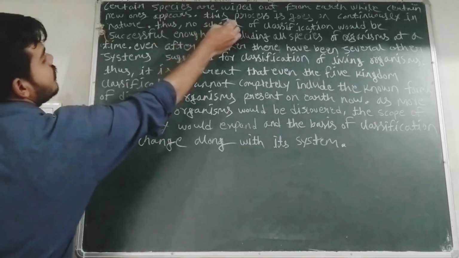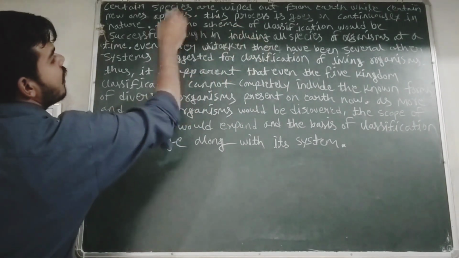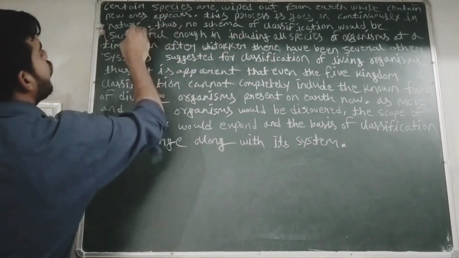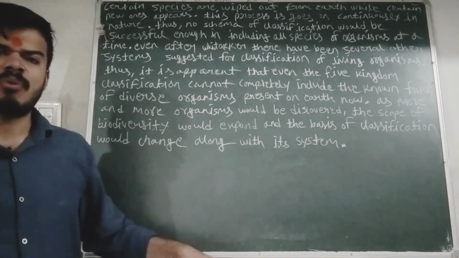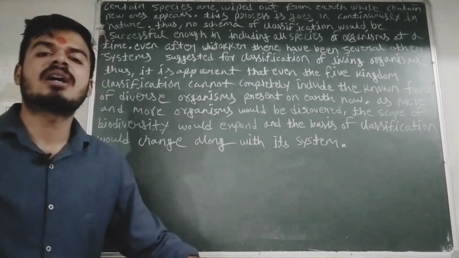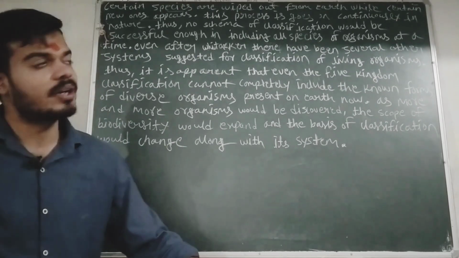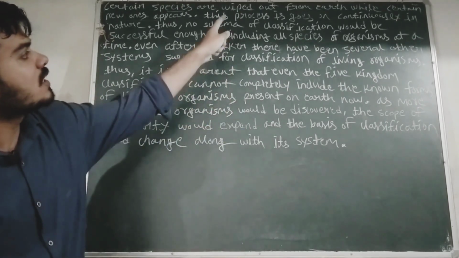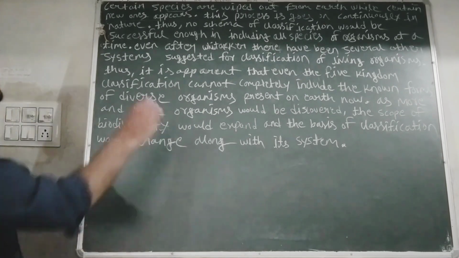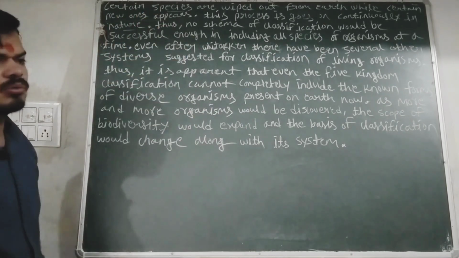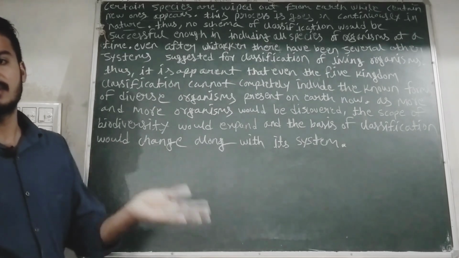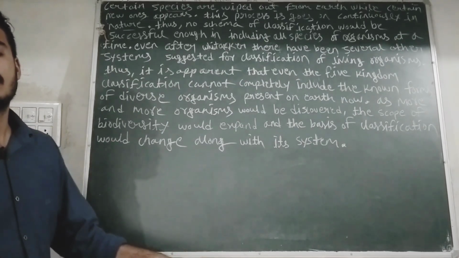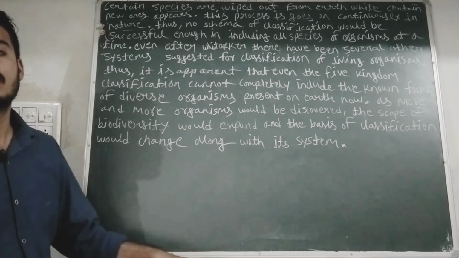Certain species are wiped out from earth while certain new ones appear. Okay, students, there are many types of organisms on the earth. Some are discovered, some are not discovered. This process goes on continuously in nature, because there are many types of organisms on the earth which we don't know.